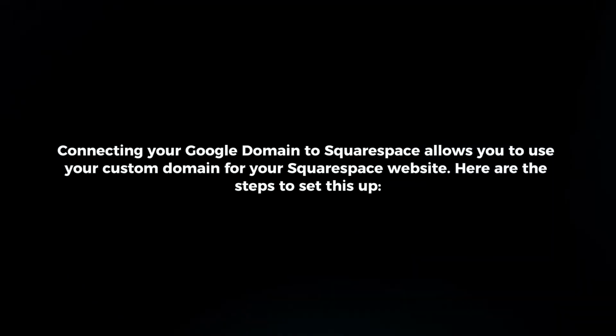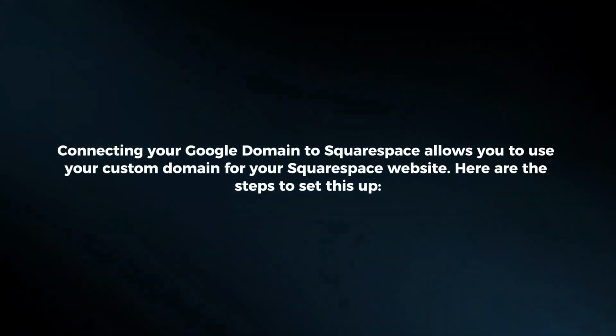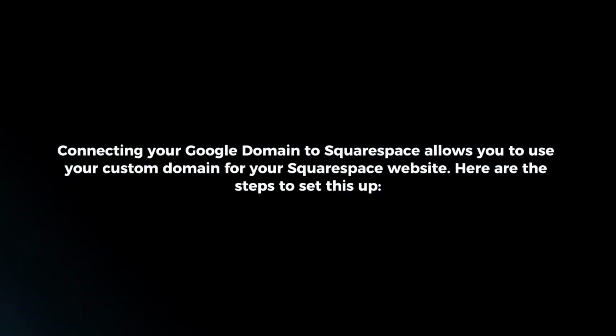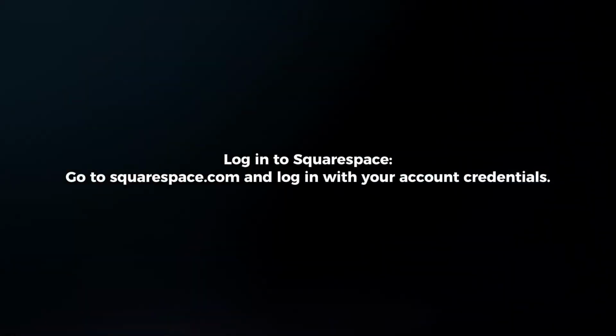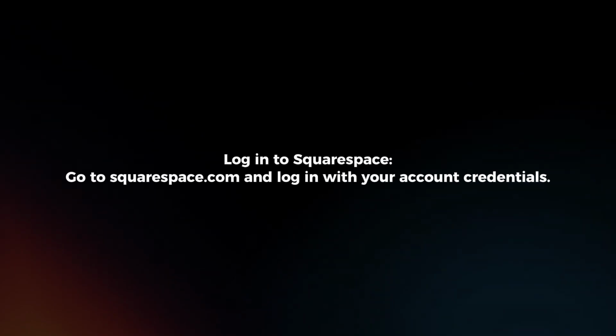Connecting your Google domain to Squarespace allows you to use your custom domain for your Squarespace website. Here are the steps to set this up. Log into Squarespace. Go to squarespace.com and log in with your account credentials.